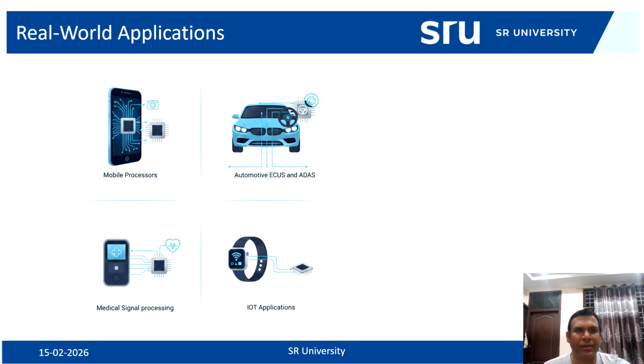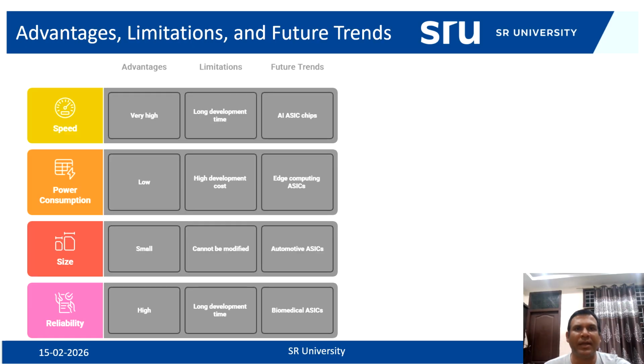Coming to the next slide: the advantages, limitations, and future trends. ASICs offer several advantages that make them highly suitable for modern embedded systems and high performance applications. One of the most significant advantages of ASIC is very high speed, since the hardware is designed specifically for a single application. All unnecessary logic is removed, allowing the circuit to execute operations much faster than a general purpose processor or microcontroller. This makes ASIC ideal for applications such as video processing, communication systems, and the latest AI technology also.